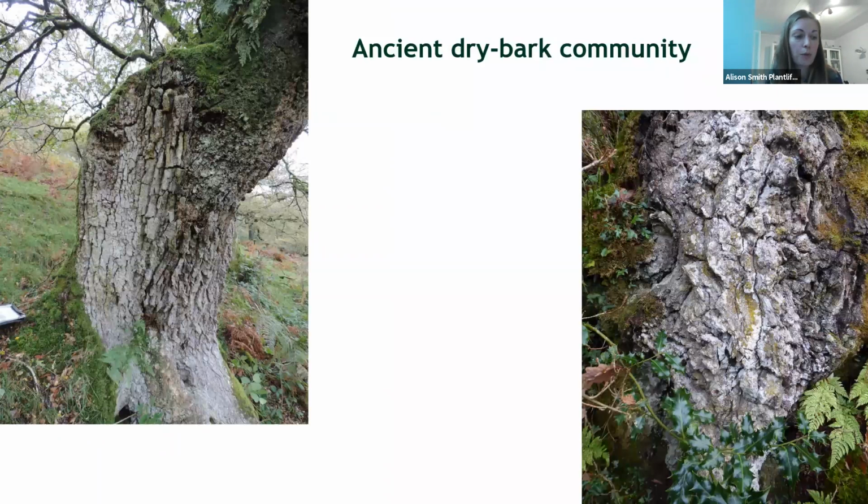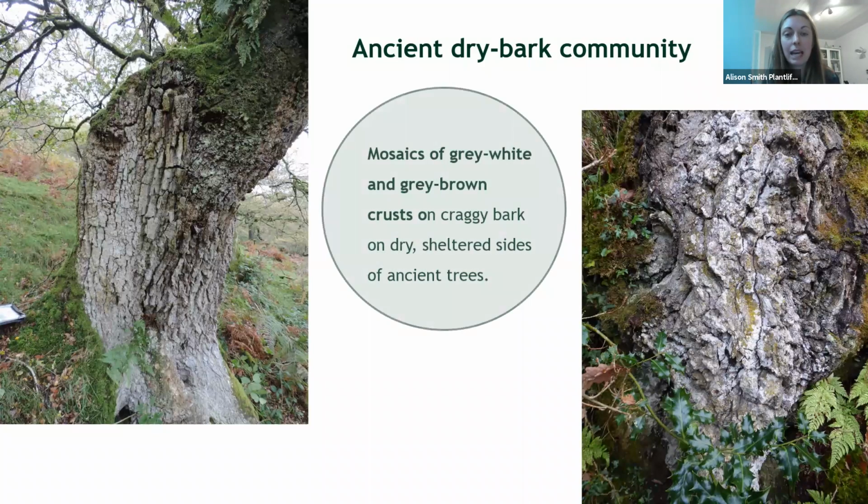So I'm going to start off with the ancient dry bark community. And I really like this community of lichens. It's not the most charismatic. The species are all quite small, crustose species of lichens. So they look like they've been painted onto the bark. They're not really big, luxurious, leafy or bushy lichens. But they are still really interesting, particularly when you get up close and look at them with a hand lens.